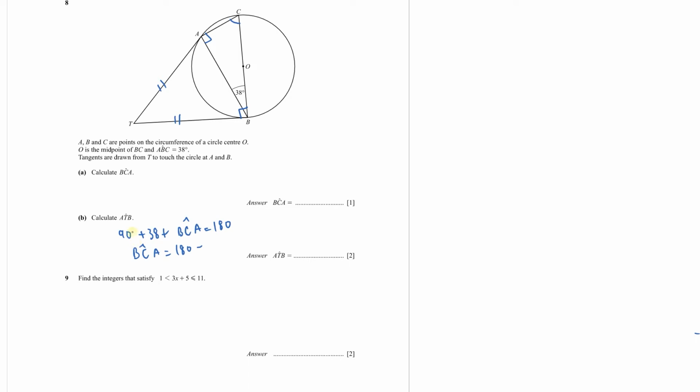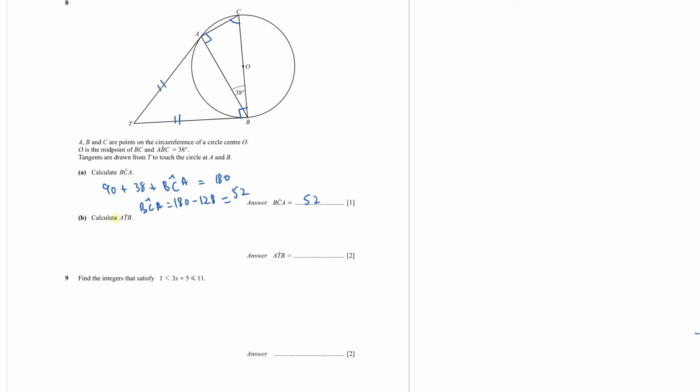100. Oh, in fact, this is part B. So this will be here. 90 plus 38 plus BCA is equal to 180. So BCA will be equal to 180 minus, 90 plus 38 is 128. So 180 minus 128 will be 52. So BCA is 52.